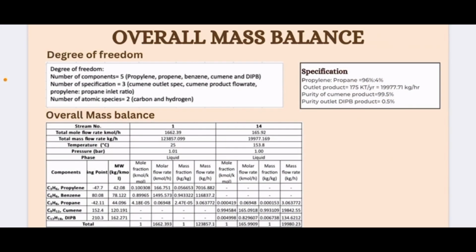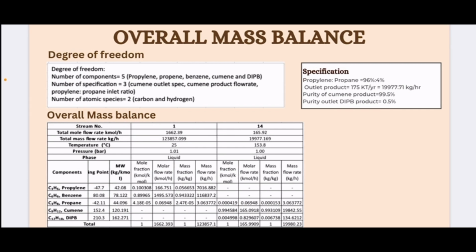Thank you. For the overall mass balance, we first list out the specifications given from the assignment, where the purity of the cumene product should be 99.5% and the outlet product should be 175 kilotons per year. Then from journals, we found the propylene to propane inlet percentage is 96:4. Using this information, we first find the degree of freedom, where the number of components is 5, number of specifications is 3, and number of atomic species is 2. Adding these numbers together, we find the degree of freedom is 0, which allows us to complete the mass balance of this process.